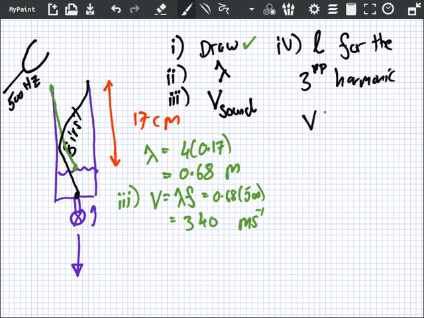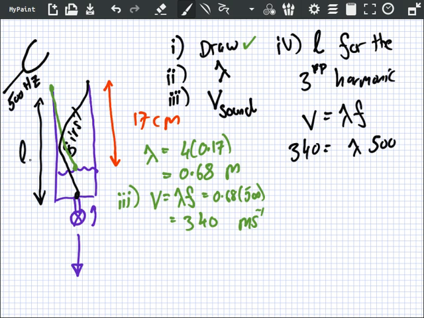I can use V equals lambda f. Does the V change? No. Does the f change? No. So you have 340 equals lambda times 500. Now in this picture here, let me call this now L. What is the relationship between L and lambda in this new picture? Well, the length would equal 3/4 the wavelength. Isn't that right? In the picture I just drew?